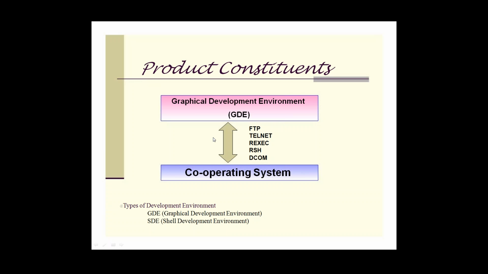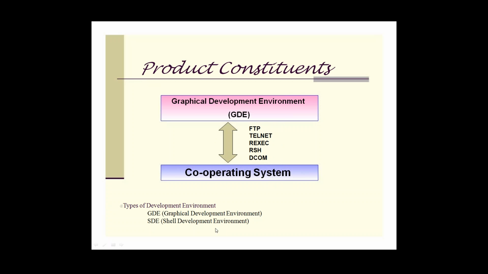So this is how you have to connect the GDE with the Ab Initio co-operating system, right? Your Ab Initio co-operating system will be installed on the native operating system, as I told in our architecture. You can use any of the methods here. You can use FTP, or telnet, or remote execution, or the secure shell method. Any kind of connectivity you can use between the GDE and the co-operating system. Most probably we will go with secure shell only, right?